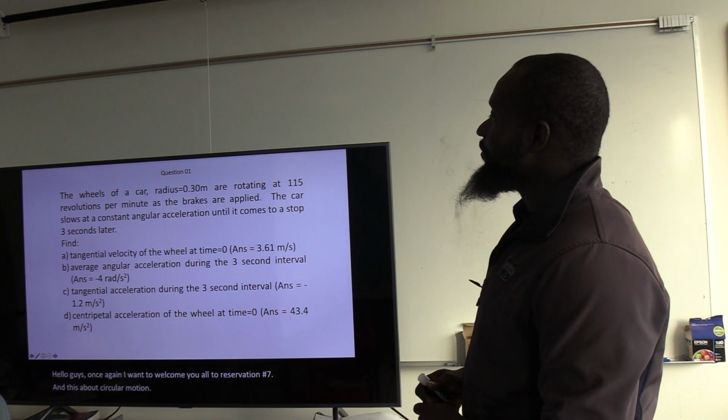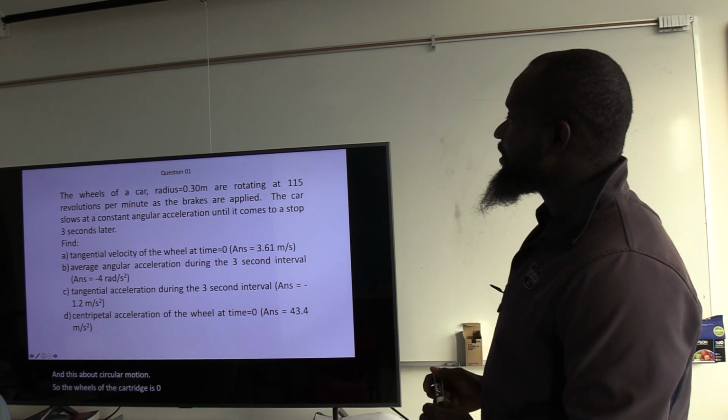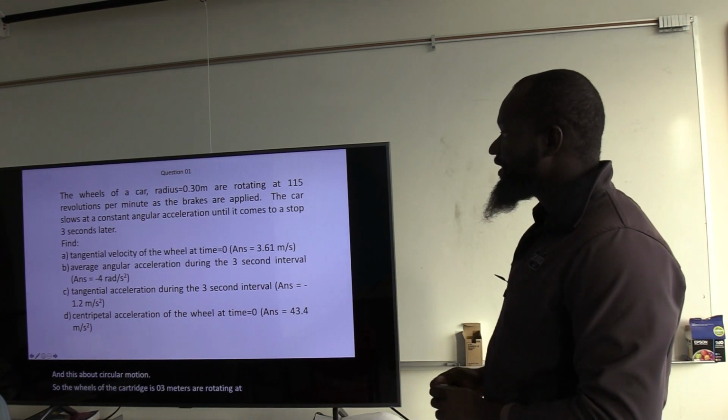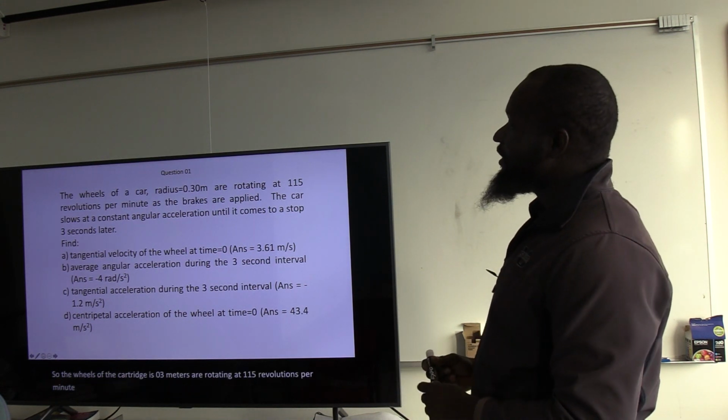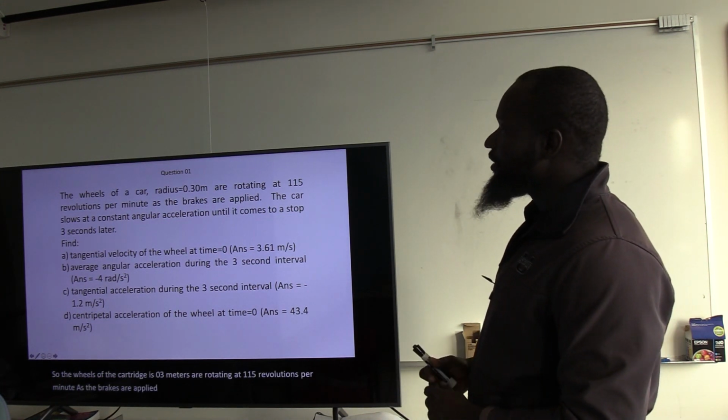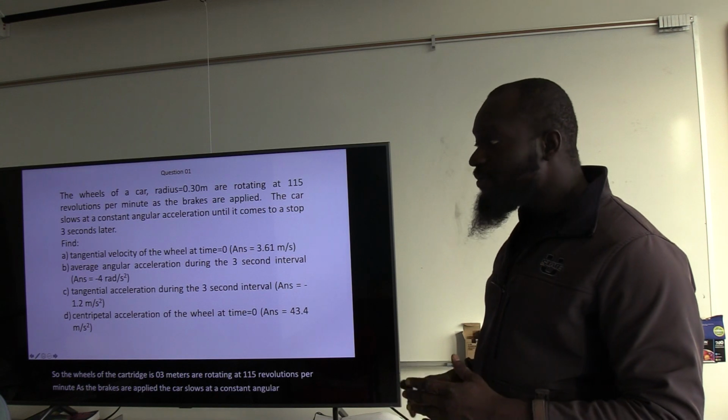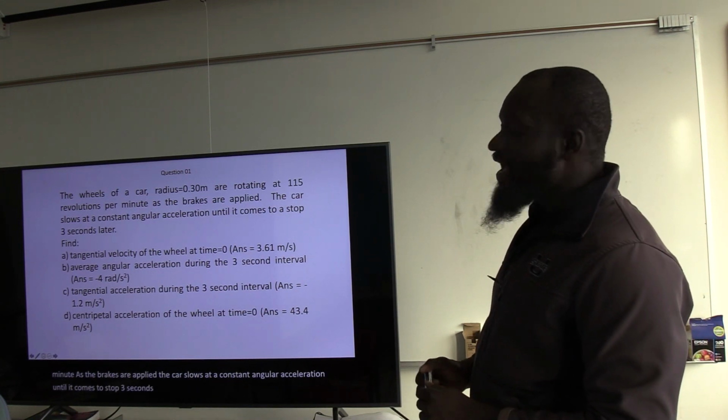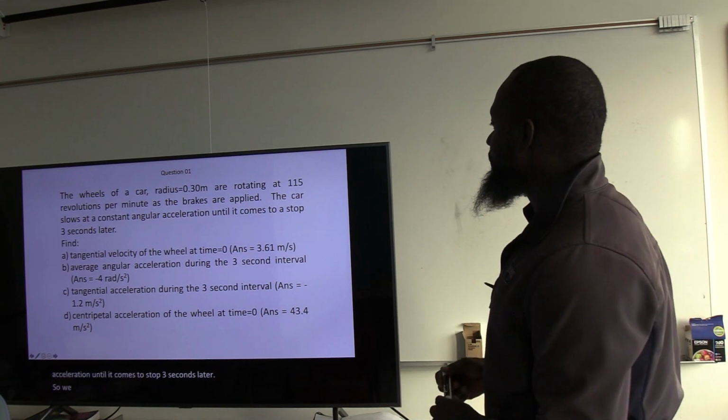So the wheels of a car of radius 0.3 meters are rotating at 115 revolutions per minute. As the brakes are applied, the car slows at a constant angular acceleration until it comes to a stop 3 seconds later. So we are asked to find the tangential velocity of the wheel.